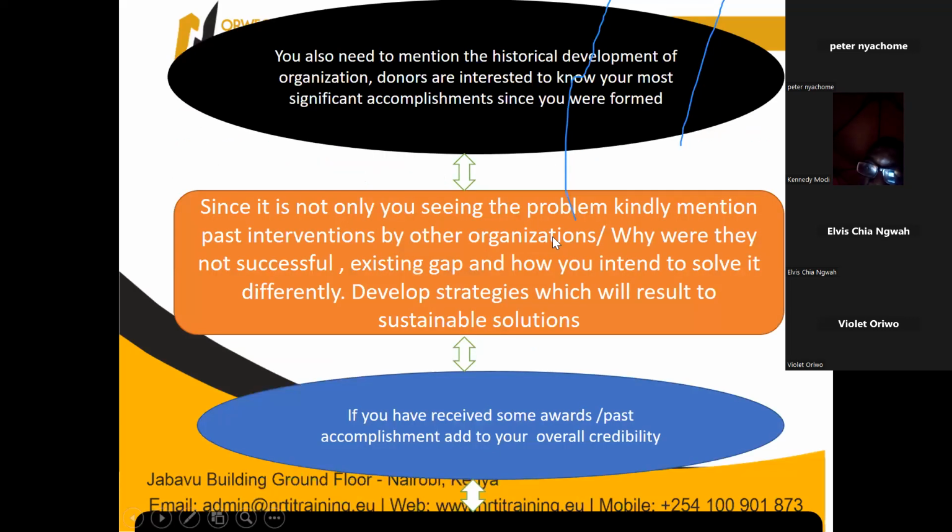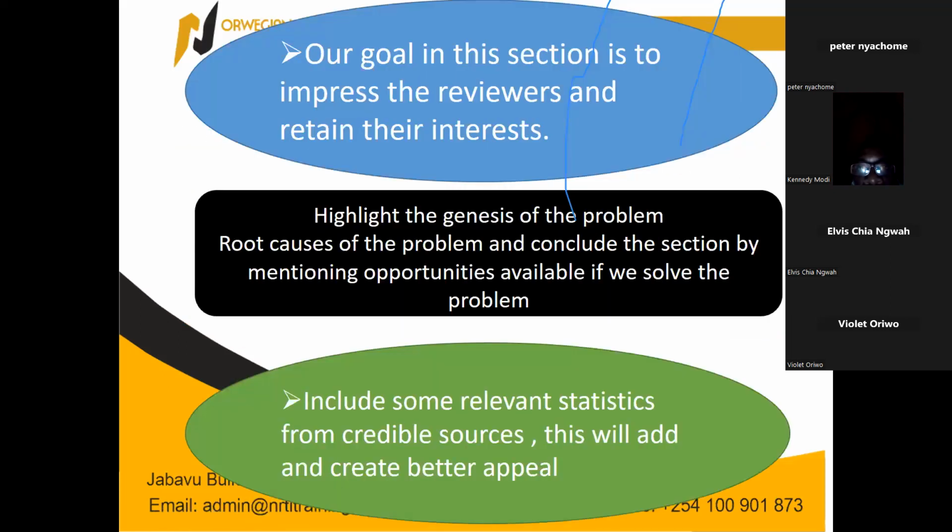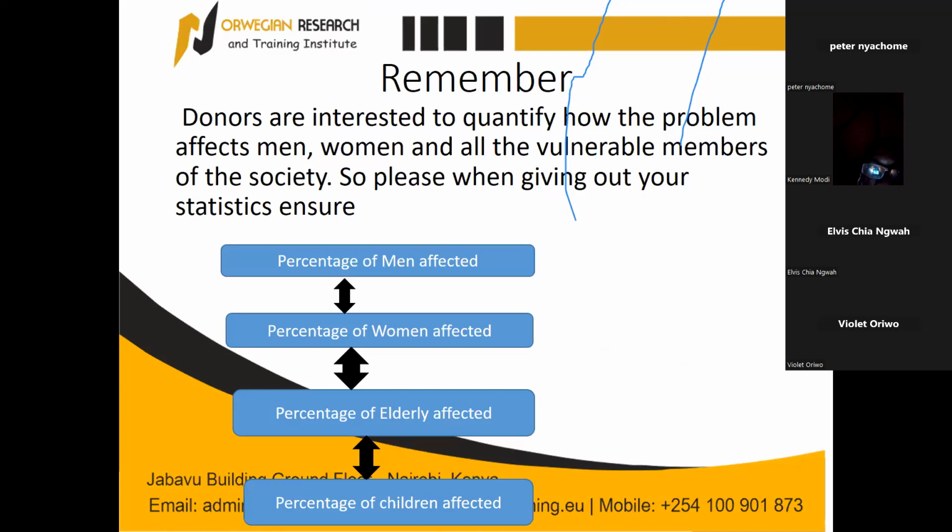Let's proceed now. You also need to mention the historical development. Kindly go back to the last slide. This one. Yeah, please remember, donors are interested to quantify how the problem has affected men, how the problem has affected women, how the problem has affected all the vulnerable members of the society. We want to look at, is this problem also affecting the elderly members of our society? Is it also affecting the children? And to what extent?